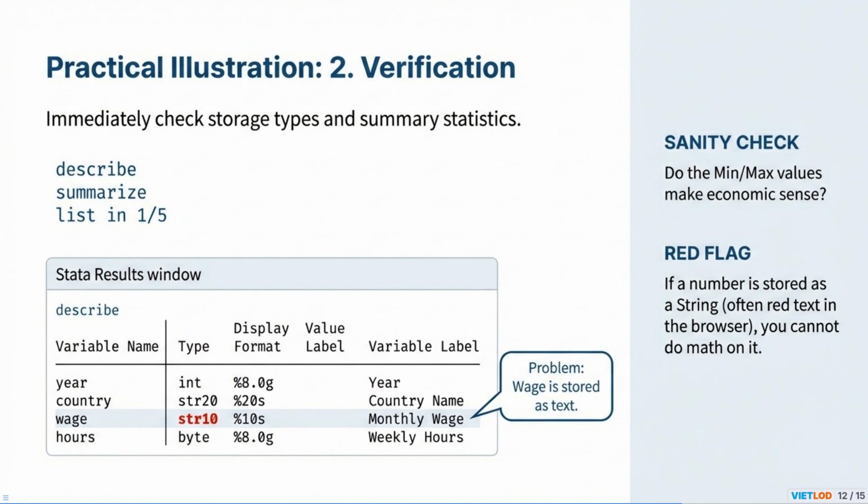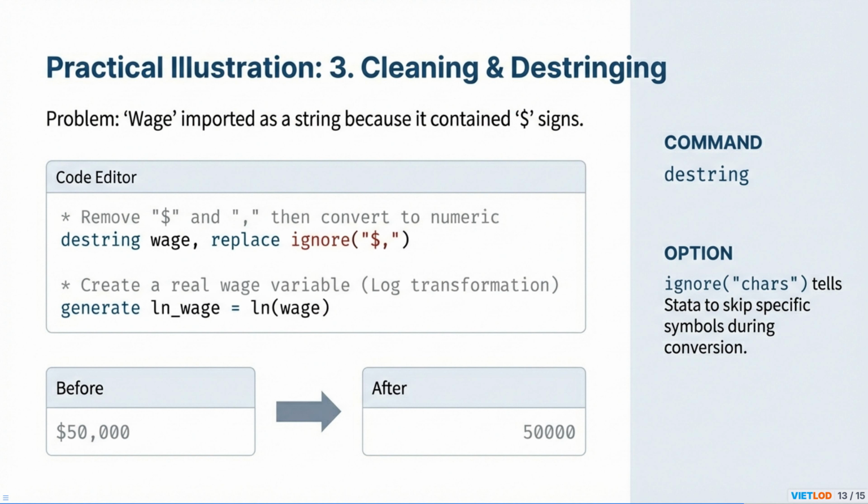Immediately after importing, you must verify the data. The describe command is your best friend here. It shows the storage type of each variable. The summarize command gives you key statistics like mean, min, and max, which is a great sanity check. Do the minimum and maximum wage values make economic sense? A common red flag is seeing a variable that should be numeric stored as a string, like wage being str10 here. This often happens if the column contains non-numeric characters, like dollar signs or commas. You cannot perform mathematical operations on a string variable.